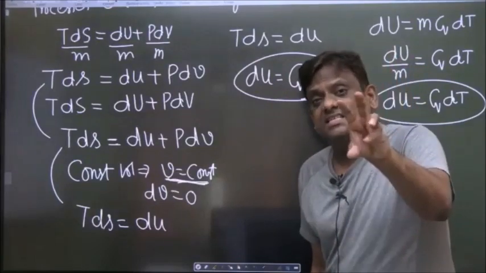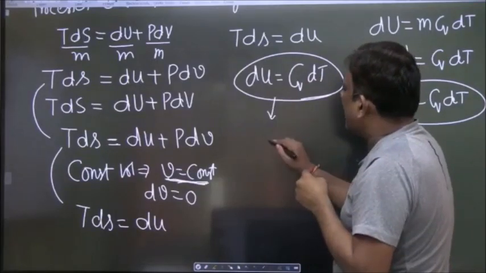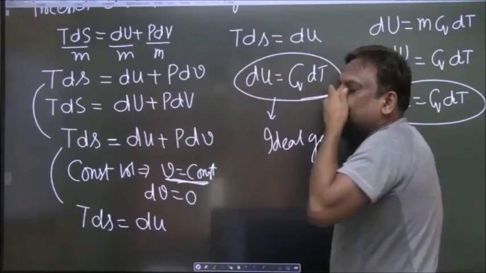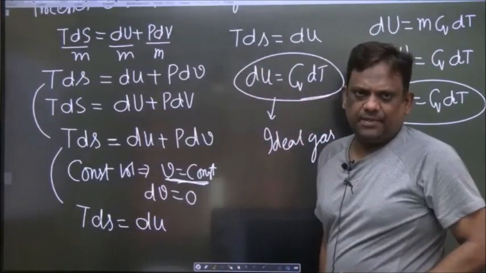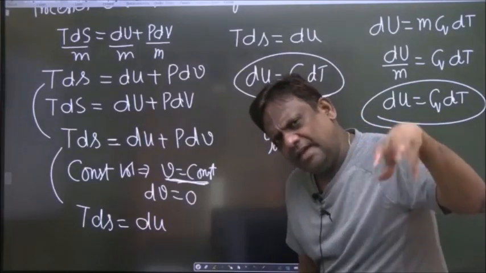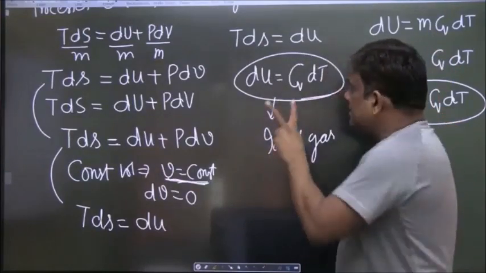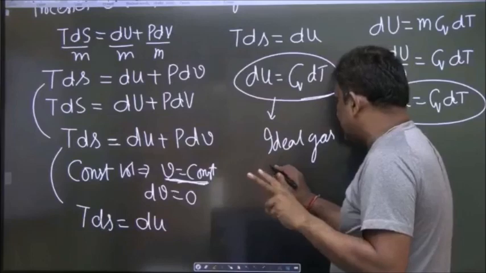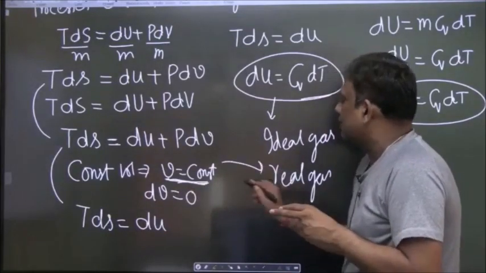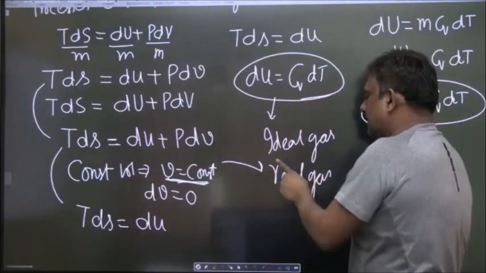But if it is a real gas, this is valid only for... already it is an ideal gas, so there is no limitation of this equation. You can use it whatever the process the system is undergoing. If it is an ideal gas, du is equal to Cv dT, you have liberty. But this equation can also be used for real gas only when the process is constant volume. Already it is constant volume. So this is applicable both for ideal gas and real gas.